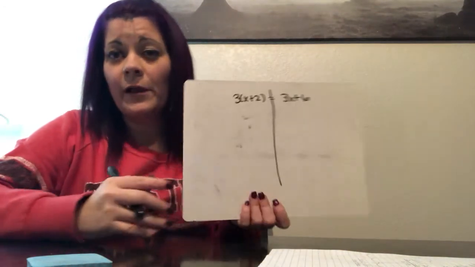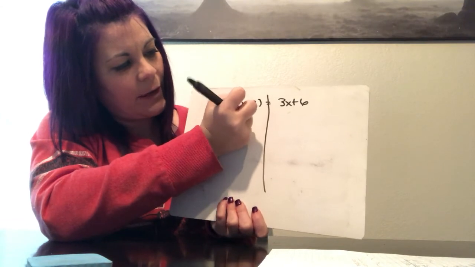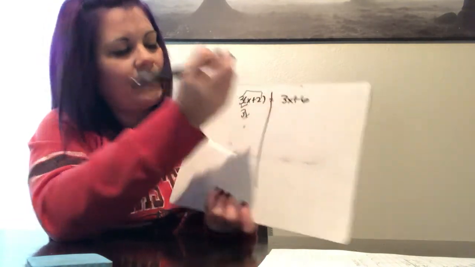So in this case, we follow our steps. We see distributive property, so we do that. 3 times x is 3x. 3 times 2 is 6. So we have 3x plus 6 equals 3x plus 6.